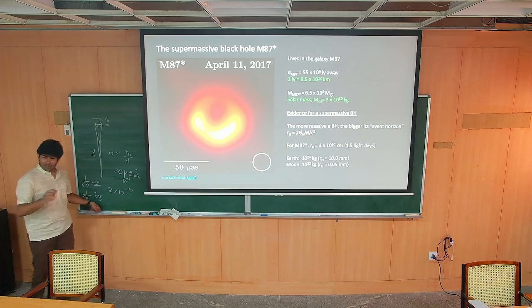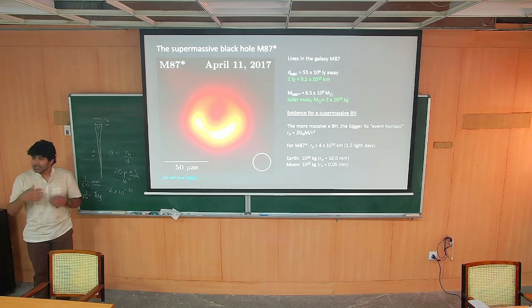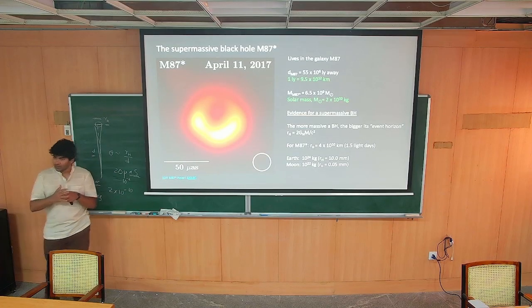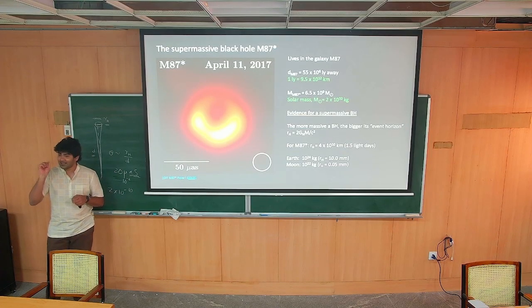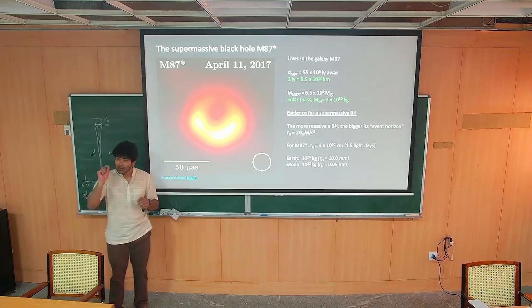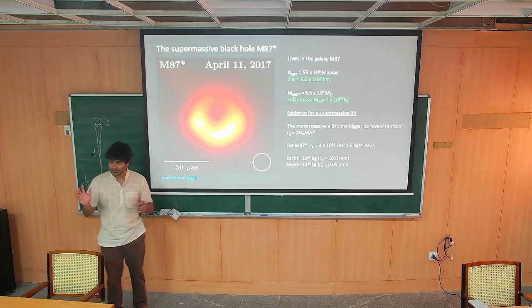Okay? So very, very small angle. It is equivalent to if you placed an orange on the moon and you're looking at it from the earth, it would subtend the same angle on the sky. So when we say we're able to make an image of a black hole, we're able to resolve that small an angle on the sky with the telescopes. That's what we're doing.